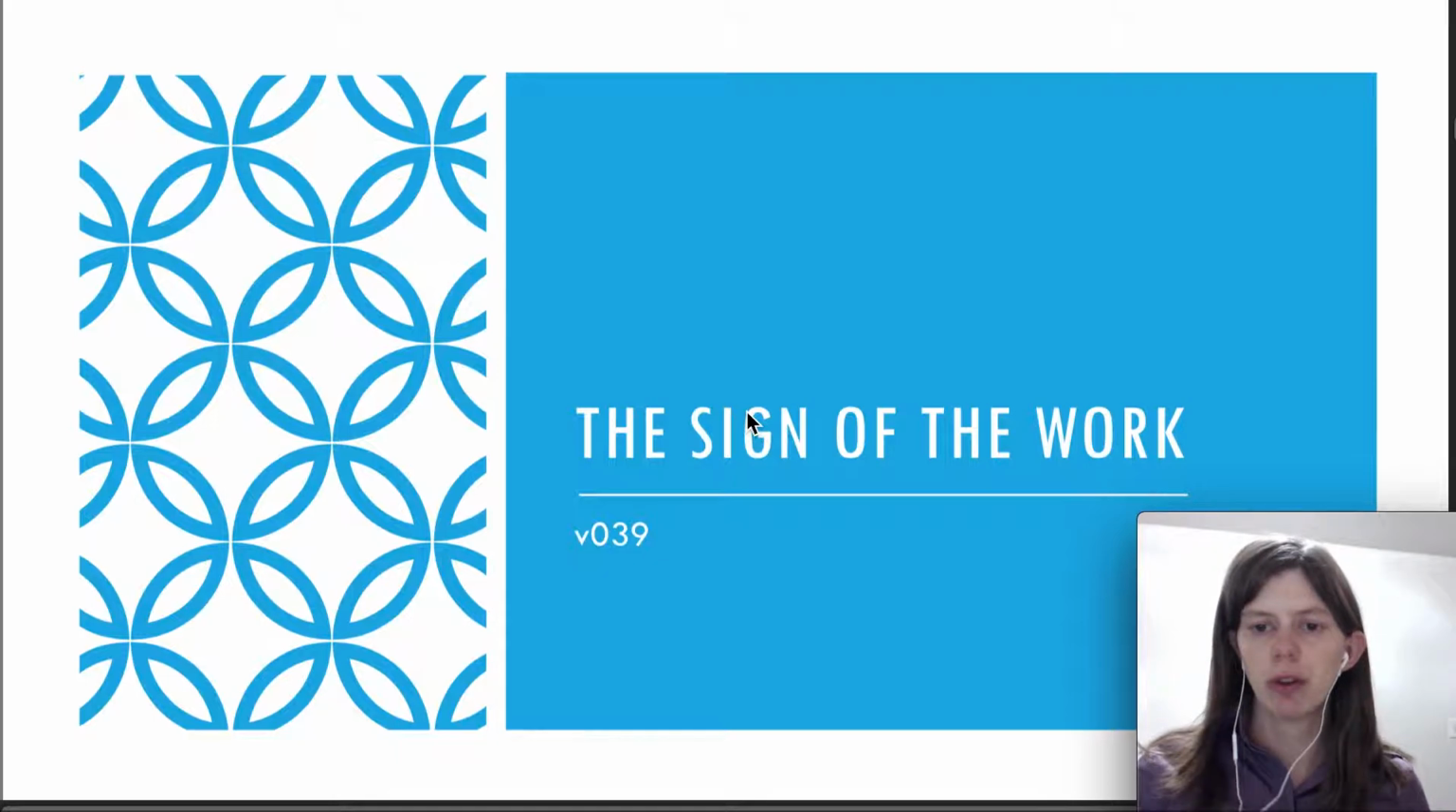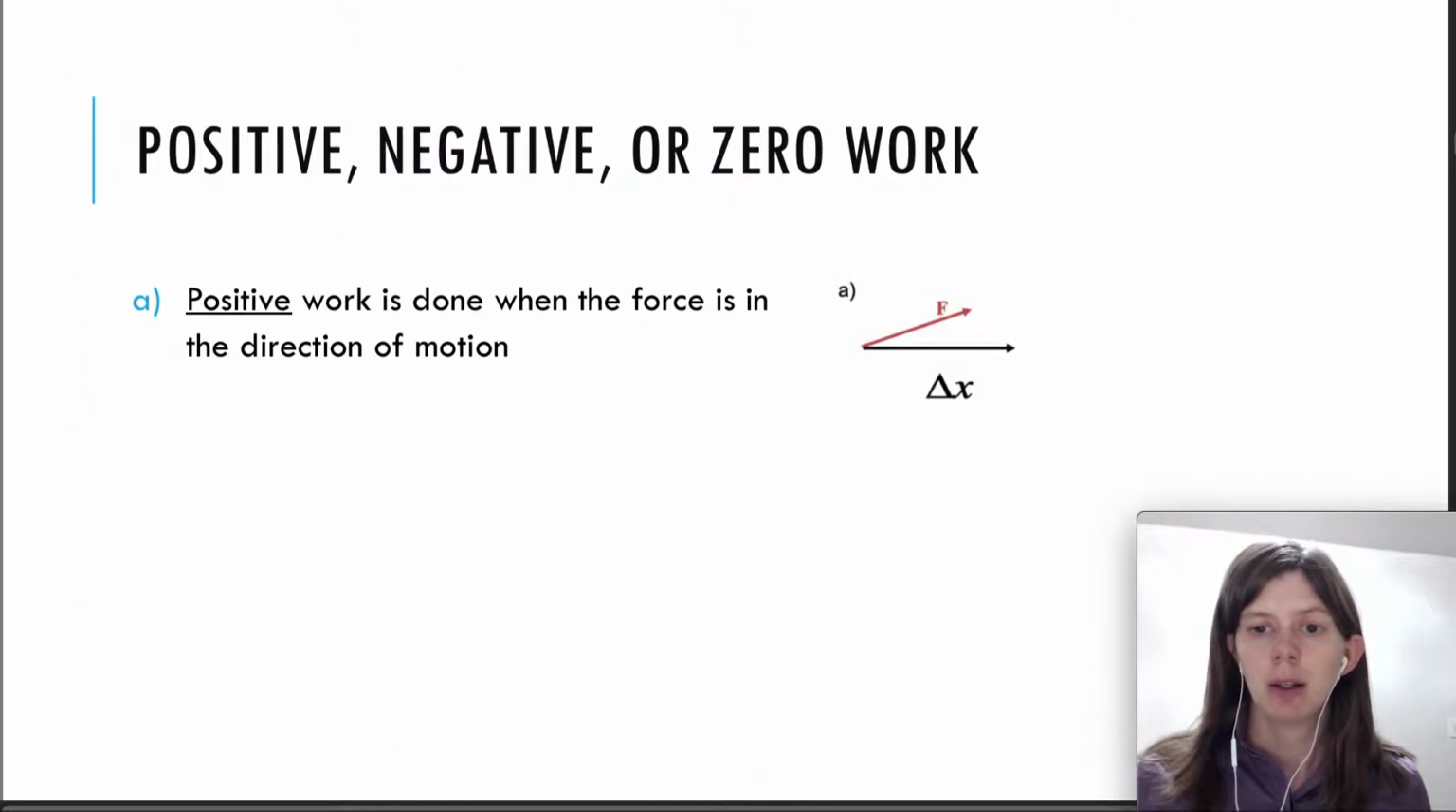This is going to be a short video. I called it the sign of the work, so I just wanted to make a video on this topic. It's not the most interesting topic, but it's really important that when you're calculating work, you know if it's positive or negative. So I just wanted to make a whole video so that we really pay attention to the sign of the work. So how do you know if work is positive, negative, or if it's zero?